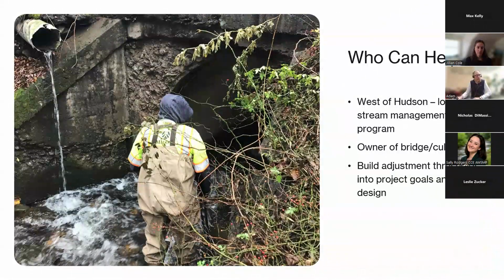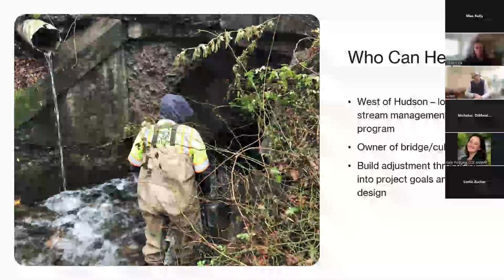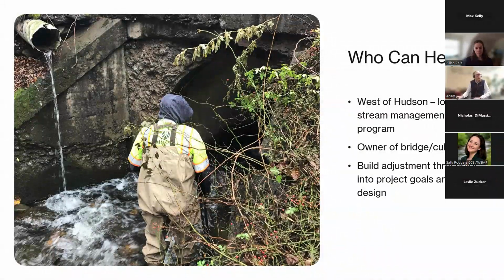Max covered this earlier, but who can help? So for those in the Catskills and the West Hudson Watershed, you can consult with your local stream management program, who may be able to help set up a monitoring plan for a particular project, especially if it's one that they've been involved in implementing. There's obviously the owner of the bridge or culvert, so local, county, or state entities that can either perform the structural inspections or additional inspections and create documentation for having completed the monitoring.